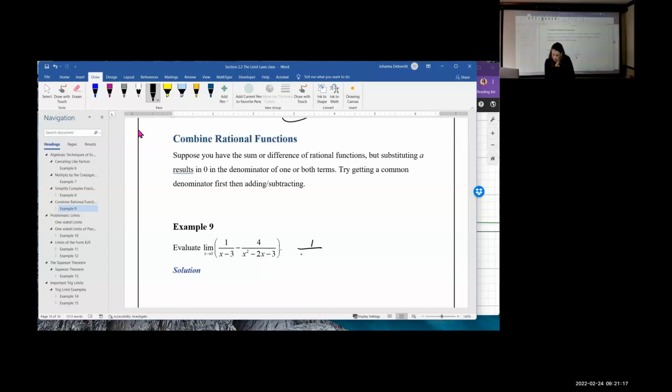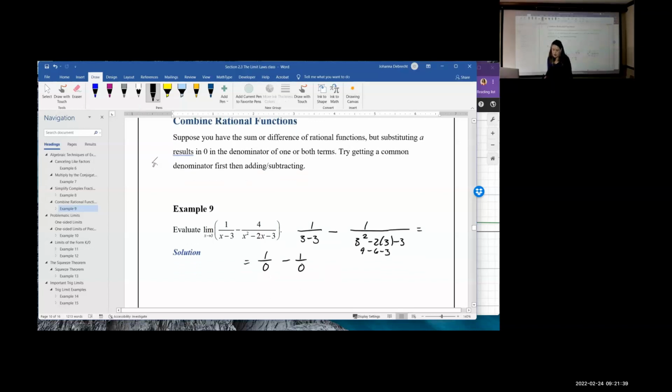So we get 1 over 3 minus 3 minus 1 over 3 squared minus 2 times 3 minus 3. This gives me 1 over 0, and this would give me 9 minus 6 minus 3. That's minus 1 over 0.